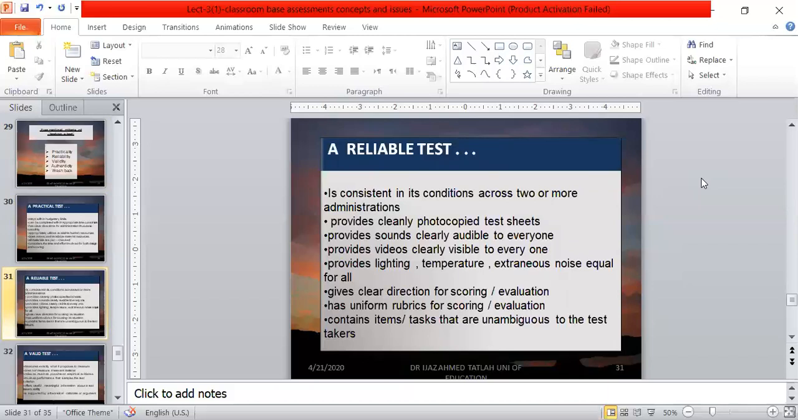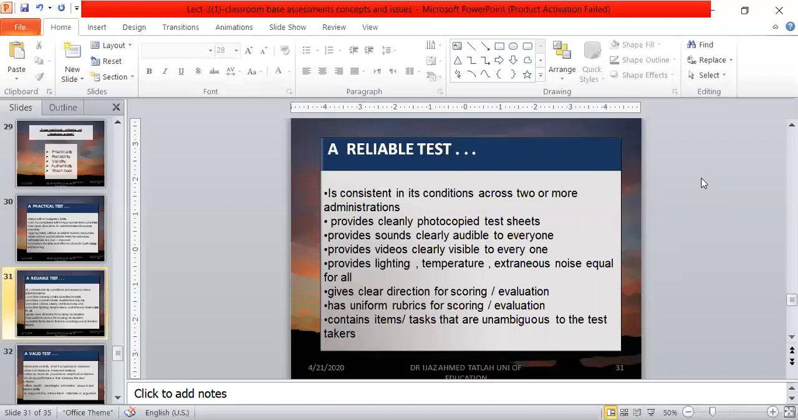If it is in written format on paper, printed, it can be cleanly photocopied, or it is in some audible mode, so it can be clearly heard, or if it is in videos, the videos are clearly visible. No ambiguity or blurriness is there.